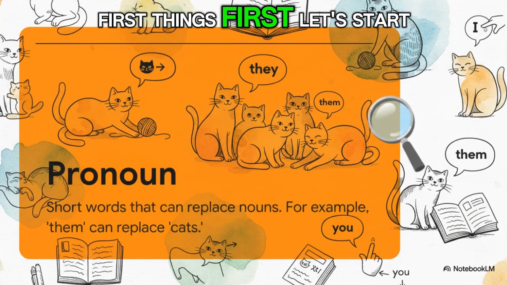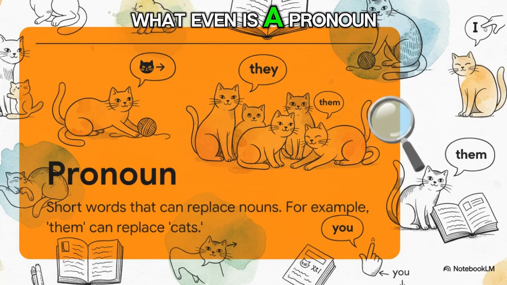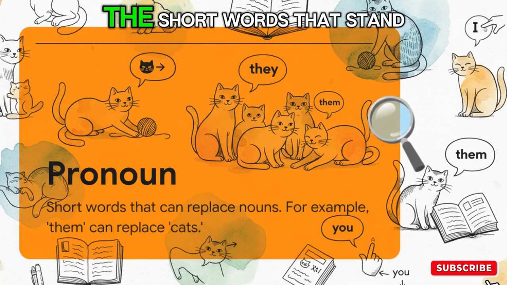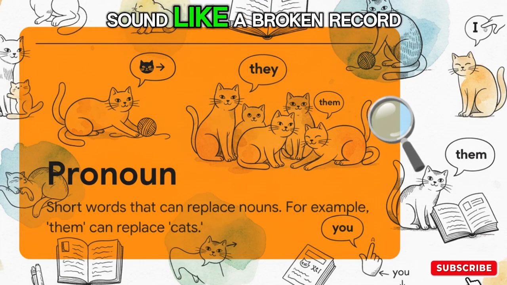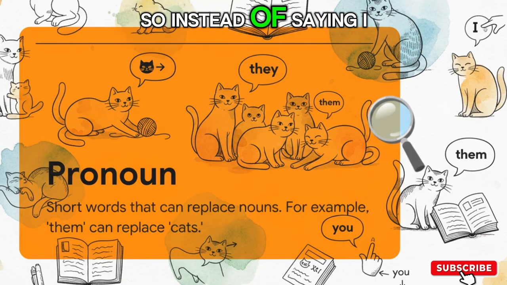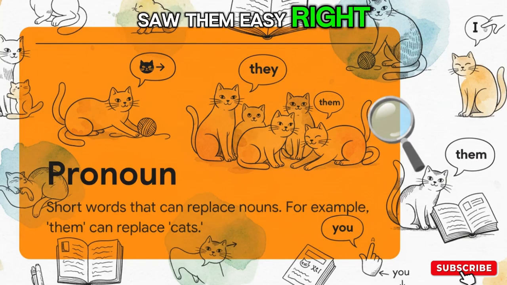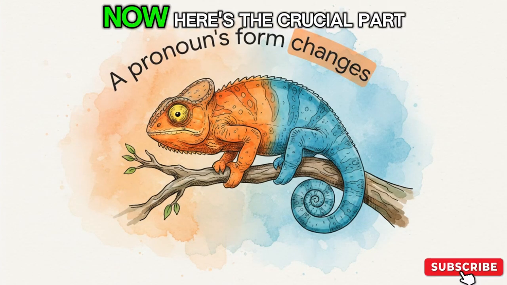Okay, first things first. Let's start at the very beginning. What even is a pronoun? Well, think of them as little shortcuts. They're short words that stand in for nouns, mostly so we don't have to sound like a broken record. So instead of saying, I saw the cats, you can just say, I saw them. Easy, right?